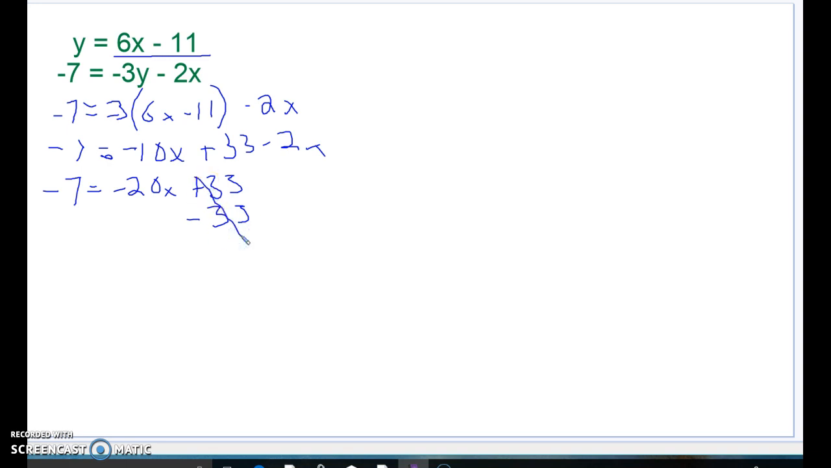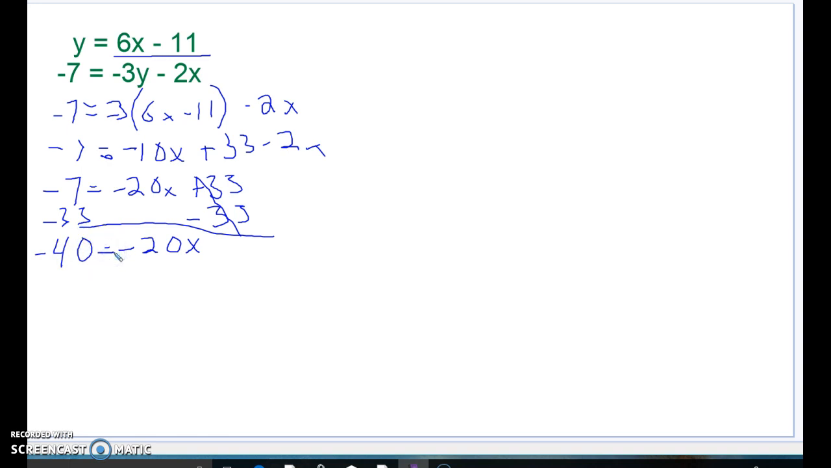So the 33's go away and we get the negative 20x by itself. What we do on one side of the equation, we have to do on the other side of the equation. So we're also going to subtract 33 on this side. We have negative 7 minus 33, which is going to give us negative 40. So now we have negative 40 is equal to negative 20x.